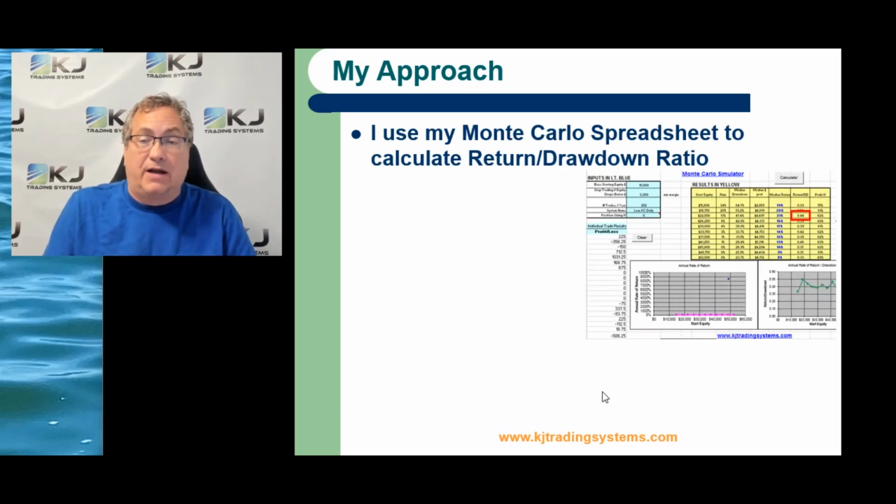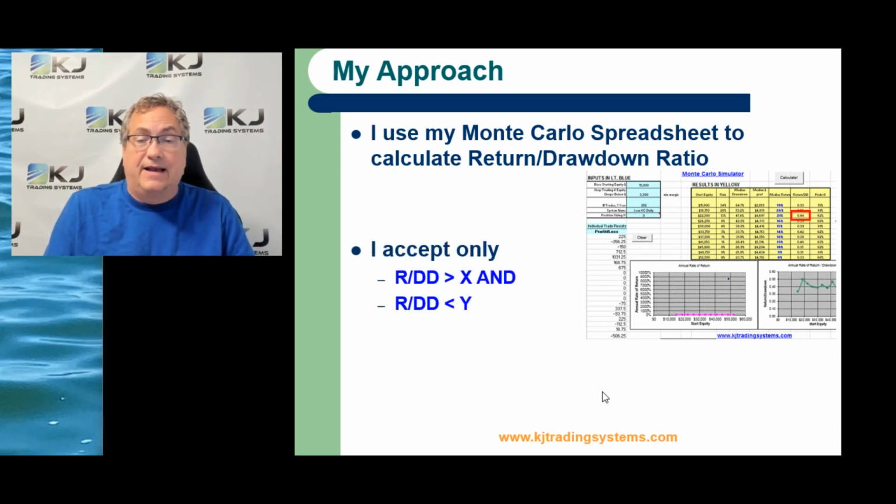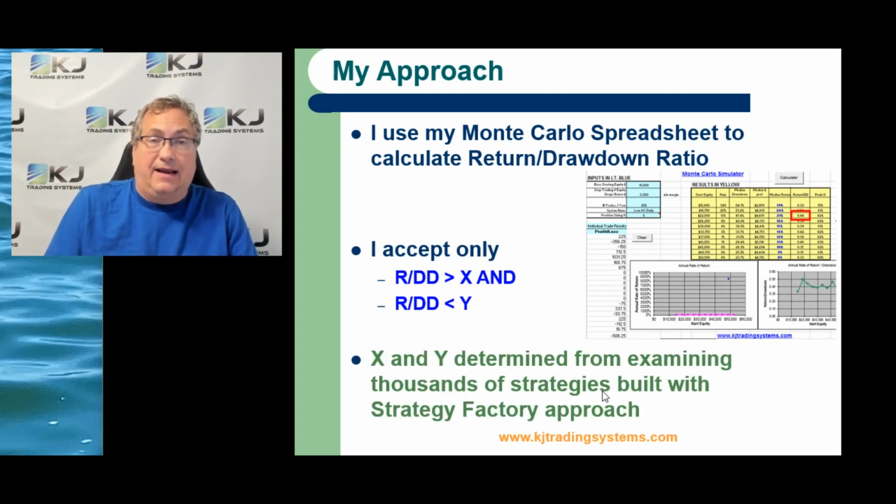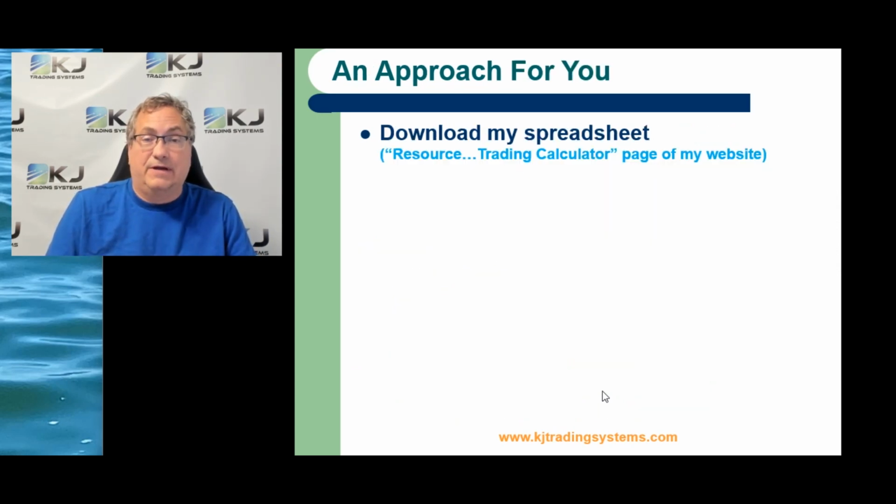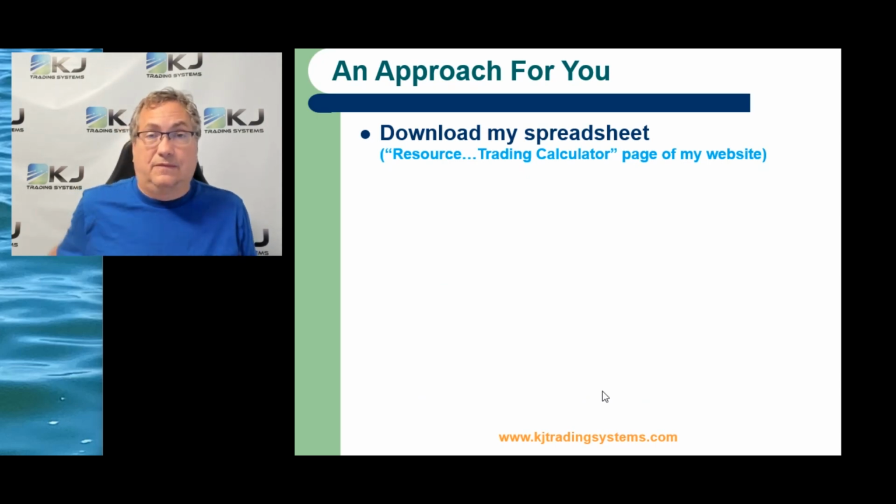So again, I use my Monte Carlo spreadsheet to calculate that return to drawdown ratio. And then I have parameters I share with students. The return to drawdown's got to be greater than this value X, and it's also got to be less than Y. So it's in that middle zone. And again, that's developed from thousands of strategies that I've created, that students have created, so we know where those upper and lower limits are. And if you didn't take the course, you don't know those limits. But hey, if you don't want to take my course, you can still use this.